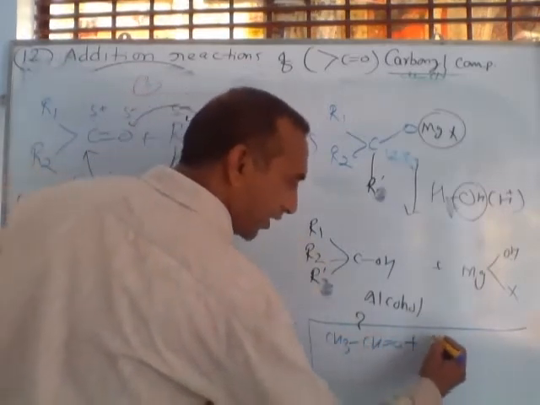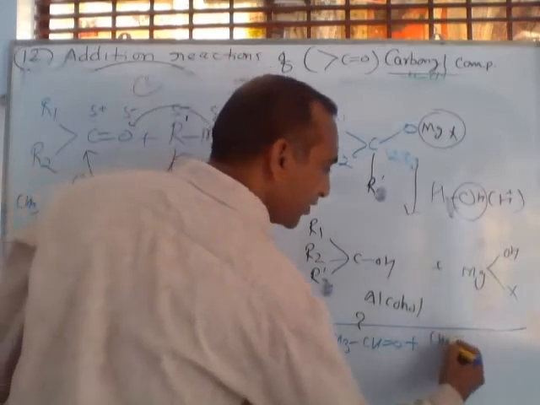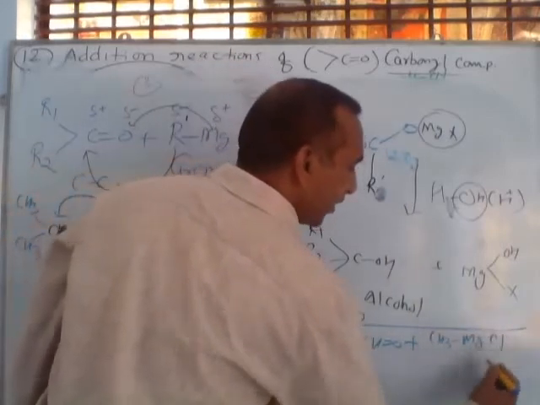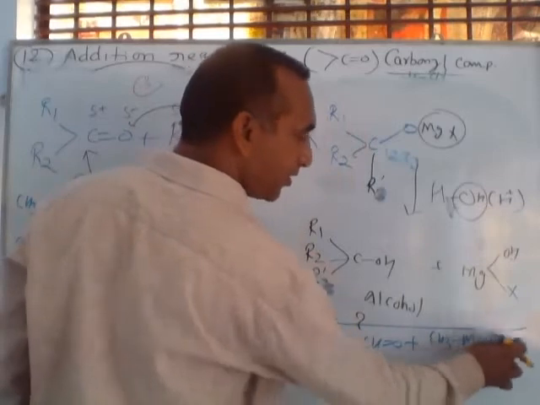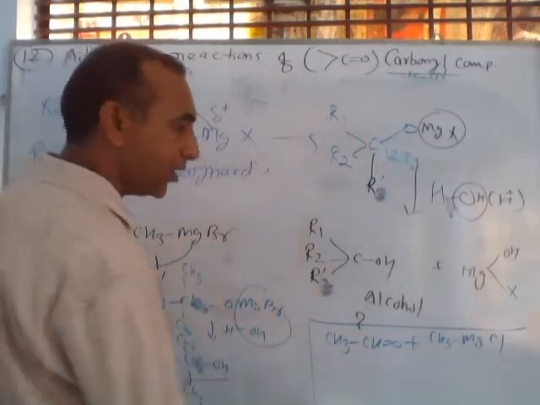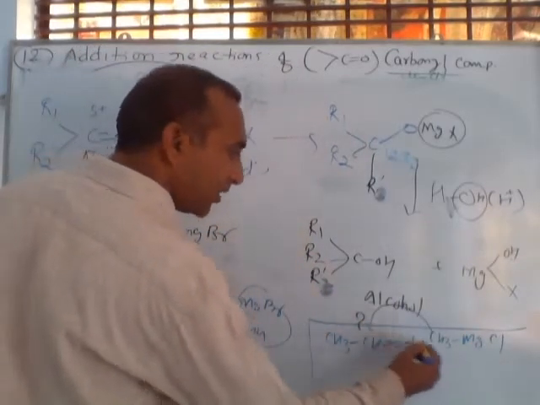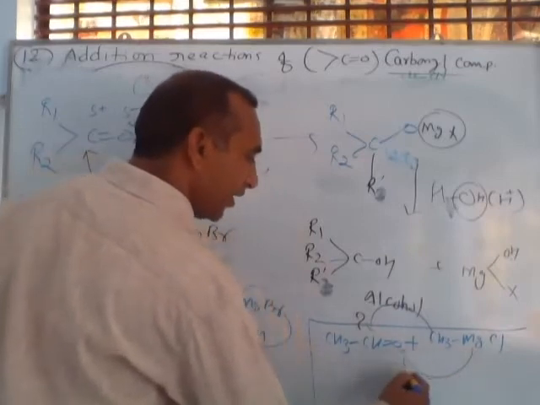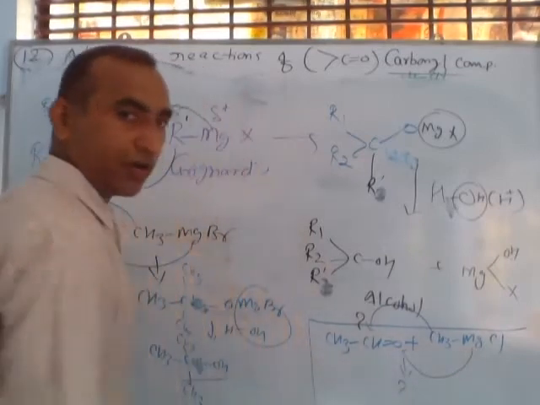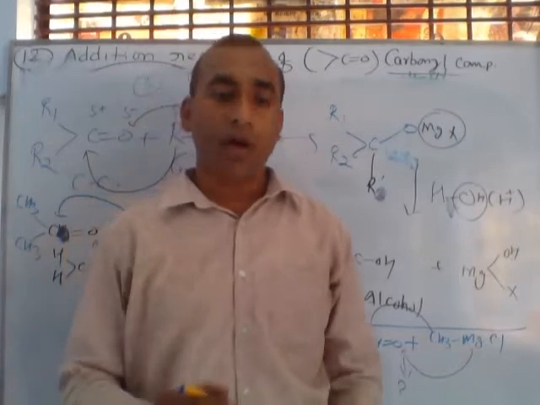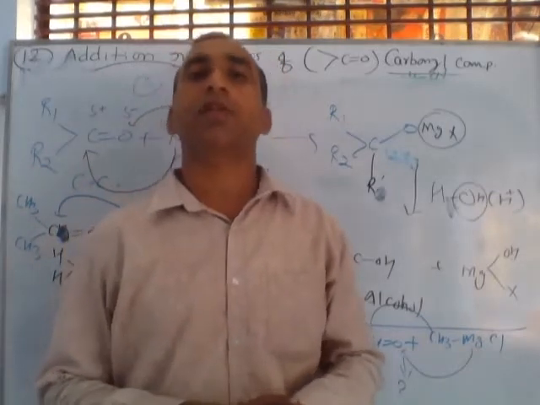acetaldehyde is reacting with this compound CH3MgCl, this is called methyl magnesium chloride. This is acetaldehyde. So carbon with carbon, magnesium here, and here an intermediate compound forms, after hydrolysis, what type of alcohol will form? This is work for you.